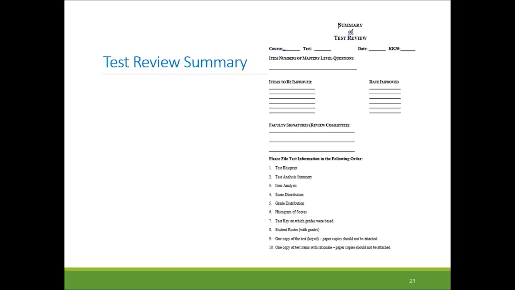And that, again, is very, very important documentation when it comes around to self-study and accreditation time to show that you not only identified that you had a test item that needed to be addressed because there were flaws in it, but then you took the action and you did something about it.